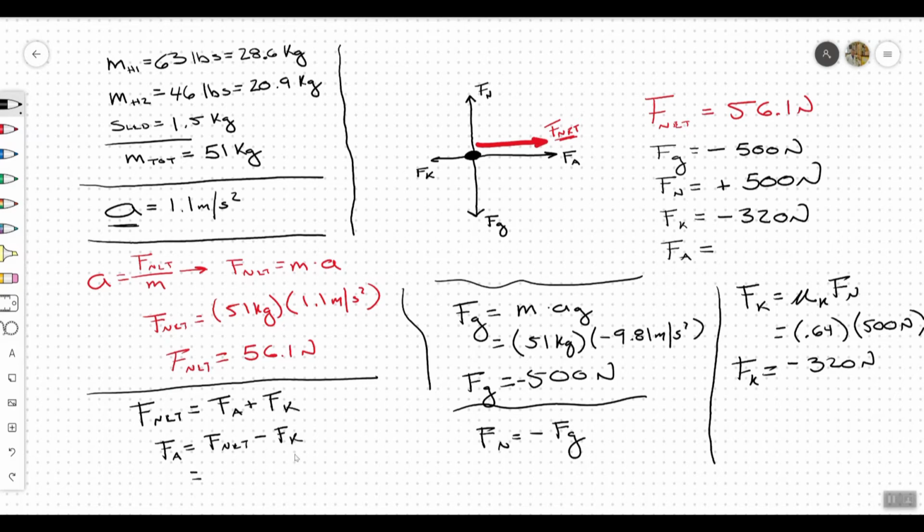And in this case, F net we figured out was 56.1 newtons minus the force of kinetic friction, which is minus 320 newtons. So 56.1 minus negative 320, I ended up with 376 newtons. So it looks like I pulled on the sled with 376 newtons of force. Friction was in the opposite direction, 320 newtons, which gives me a total net force of around 56 newtons.